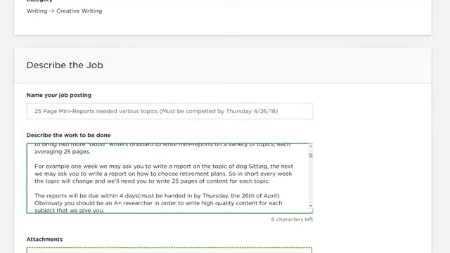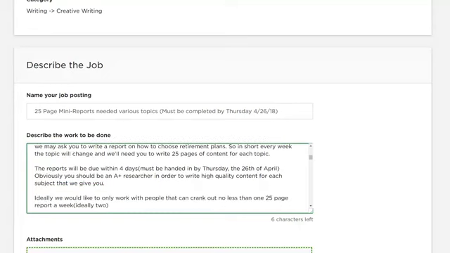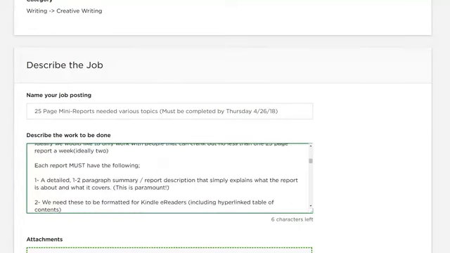And then I say, for example, 1 week we may ask you to write a report on the topic of dog sitting. The next, this is capitalized, that should be lowercase. The next, we may ask you to write a report on how to choose a retirement plan. So every week the topic will change. And again, this can be fact and fiction, as you'll see in just a minute, because I'm actually looking for both. Each report must have the following: a detailed 1 to 2 paragraph summary.